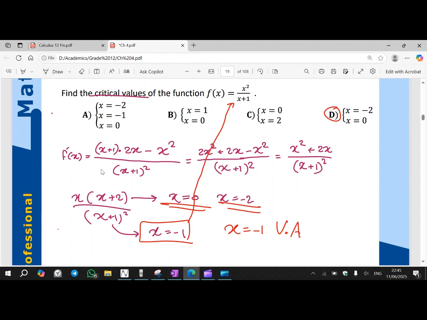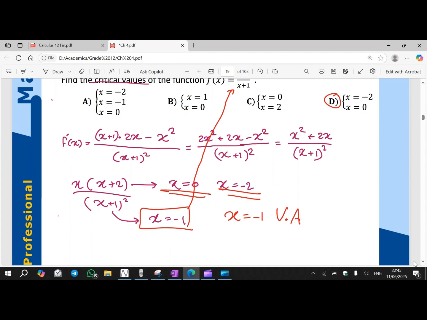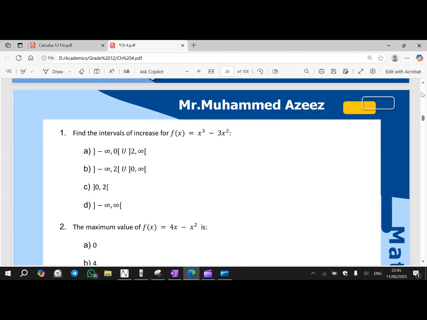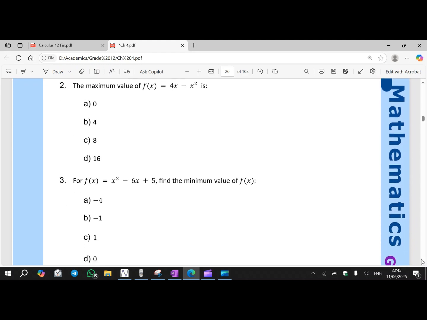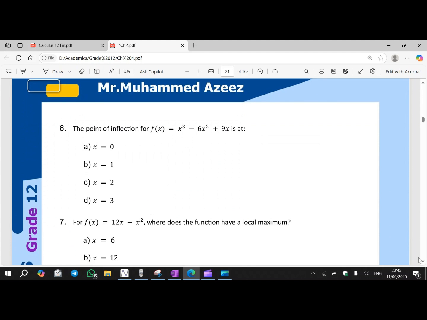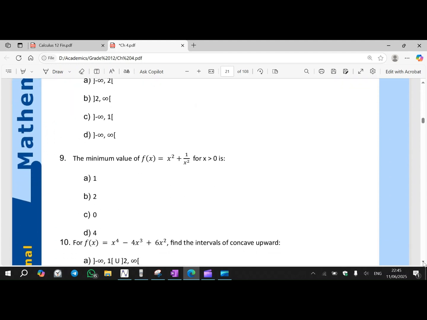Okay, let's keep going. Oh, it's endless. Nah, these are very easy questions. Find maxima, find minima. No, these are easy. Polynomials are easy.